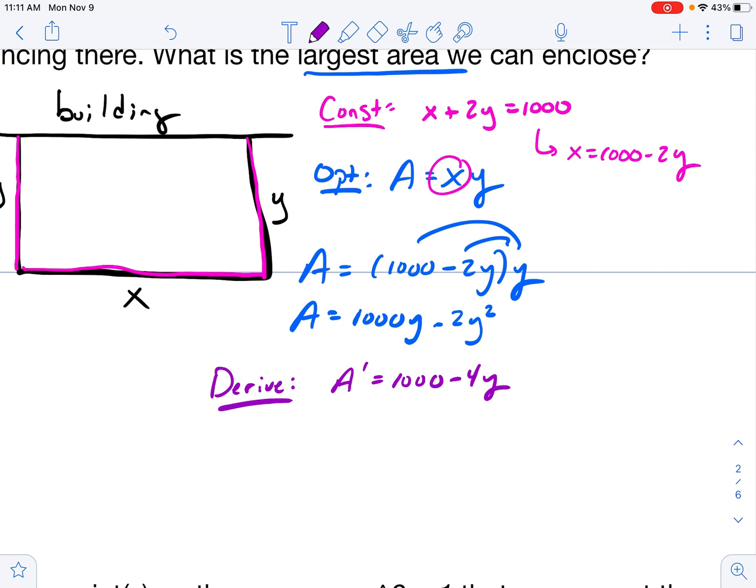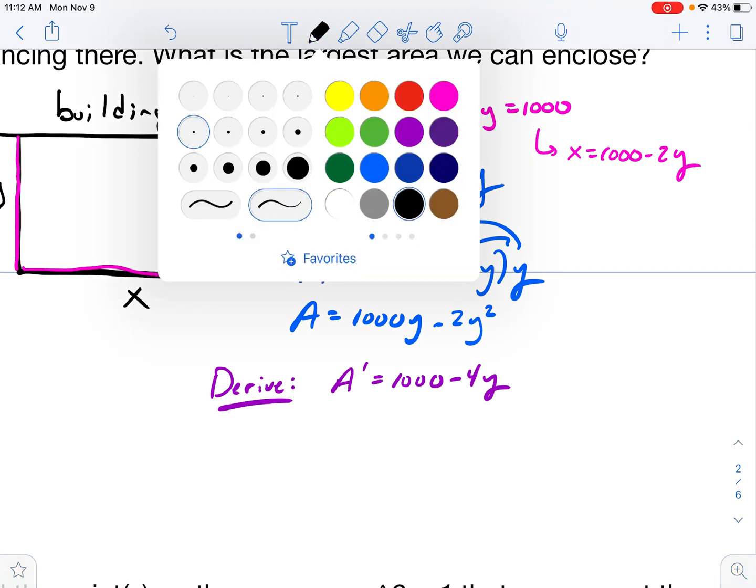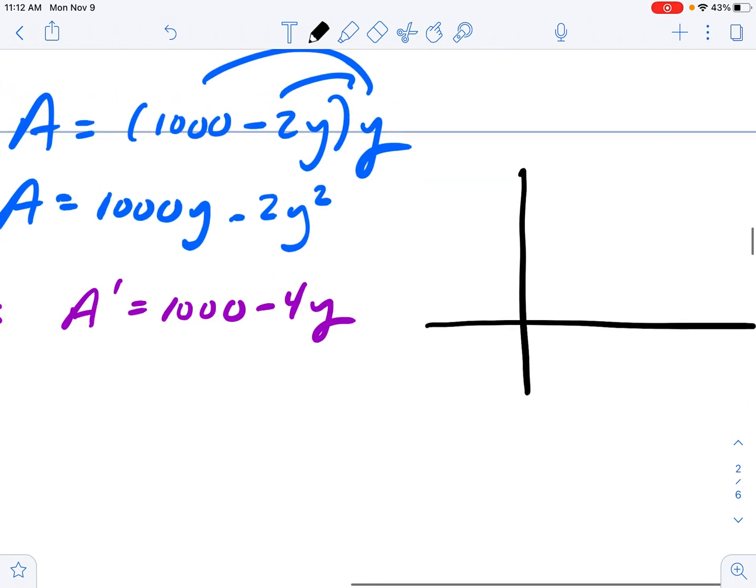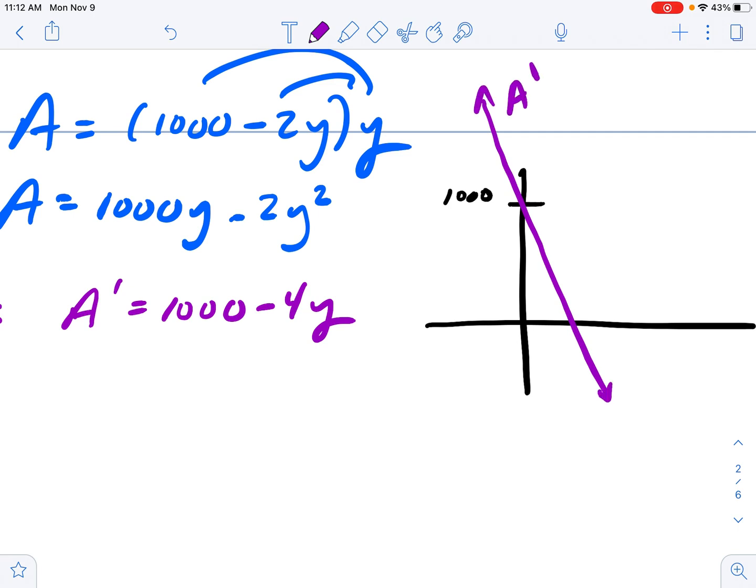So again, we can do a number line test, we can do a second derivative test, and yet even a third way to test for max min would actually be to look at the graph of A prime. If you think about it, A prime, that's just a linear equation. It's got an intercept up at 1,000 and a slope of -4, so it just looks like this. This is the graph of A prime. And what did we learn recently? We get a max or min based on the way the derivative changes signs.